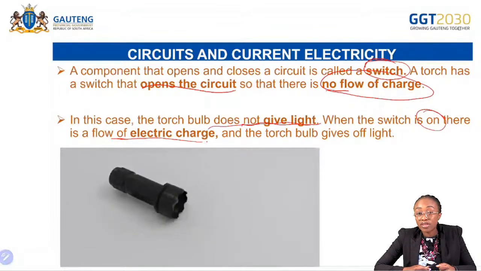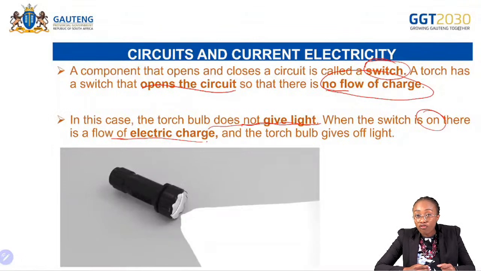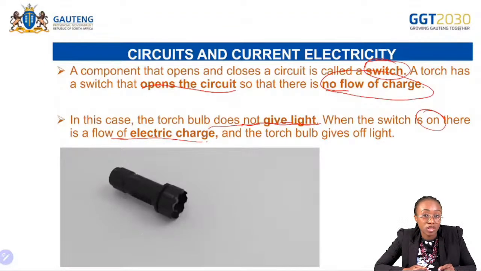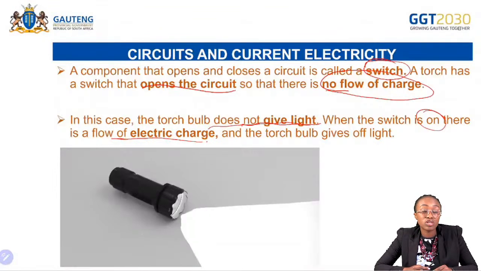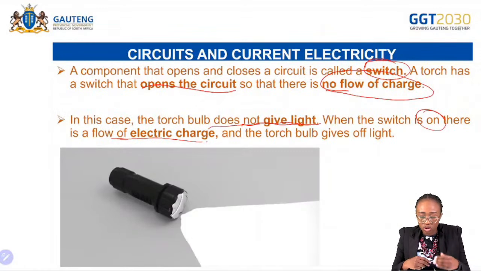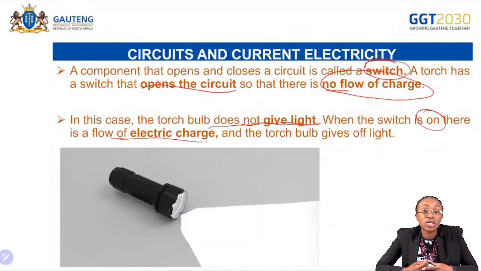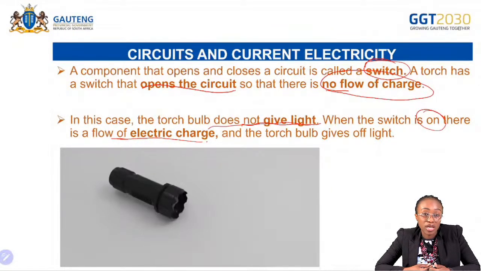So whenever the torch bulb is off, we know that the switch is open. If the switch is open, then the pathway is incomplete. When the torch light bulb is on, then we know that the switch is closed. The switch is closed, the pathway is complete, then electric charges can be allowed to flow.